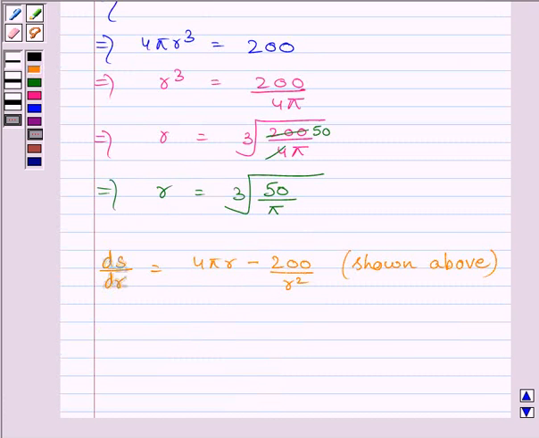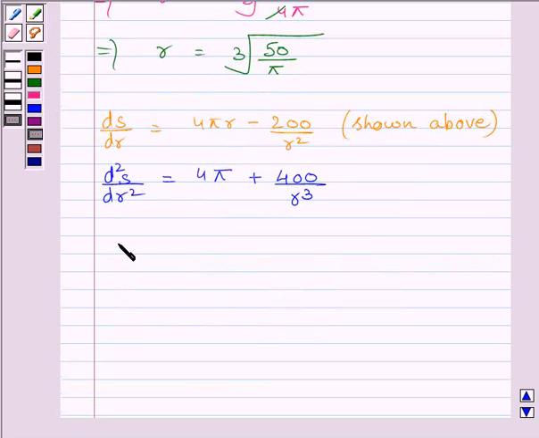Now we will find the second derivative of S with respect to r. We know dS upon dr is equal to 4 pi r minus 200 upon r square. This we have already shown above. Now to find the second derivative of S with respect to r, we will differentiate both sides with respect to r again. We get d square S upon dr square is equal to 4 pi plus 400 upon r cube. Now let us find out the value of d square S upon dr square at r is equal to cube root of 50 upon pi.